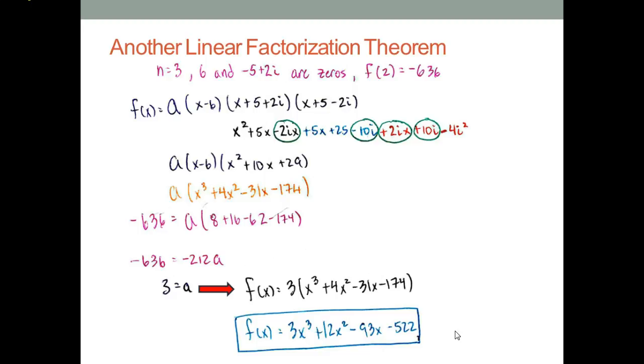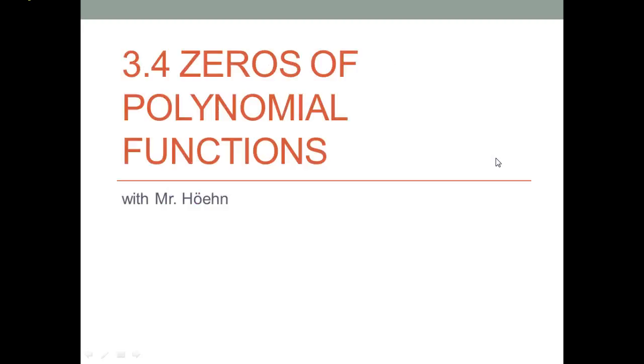Linear factorization theorem, deep, meaningful, an awesome way to take zeros and work backwards to find the function. Remember, I have to give you this statement. In the previous slide, it was f of 1 is equal to 8. And in this slide, it's f of 2 is equal to negative 636. So we've got a lot of stuff happening in this video. But that is the zeros of polynomial functions, ladies and gentlemen, with Mr. Hain. This is going to definitely warrant a watch through and following along with all of those notes to make sure that we know what is happening.